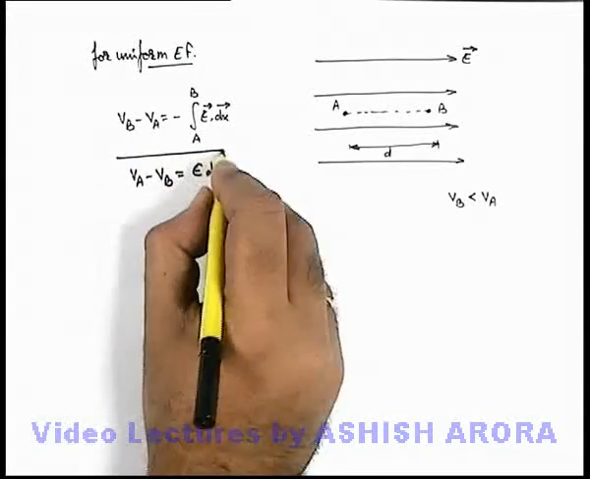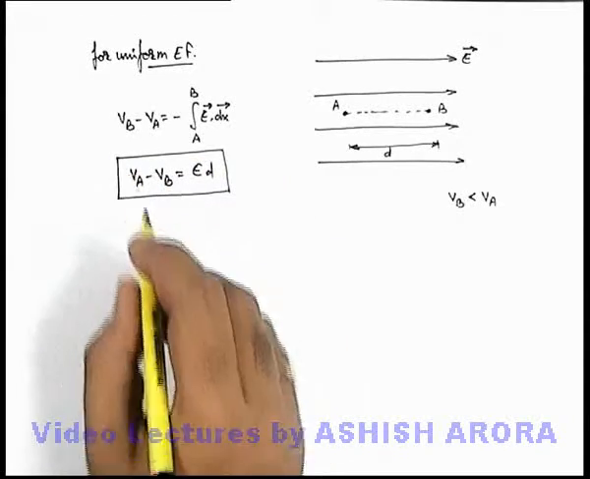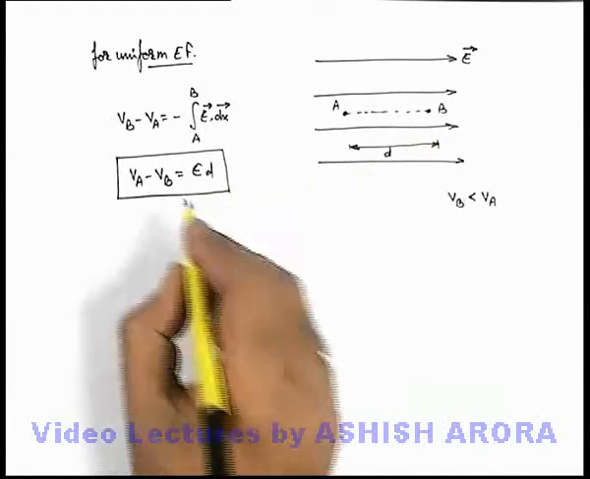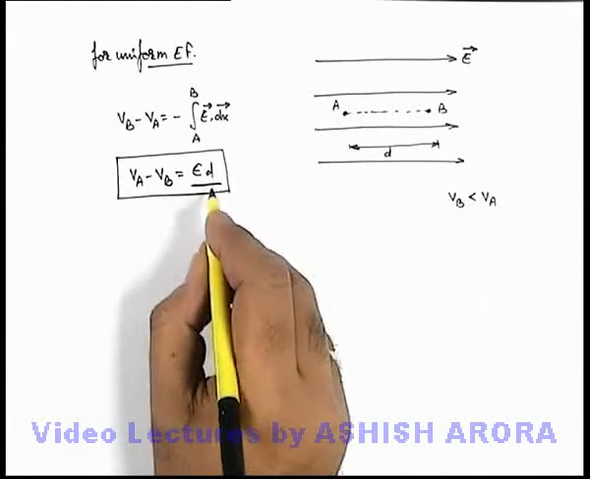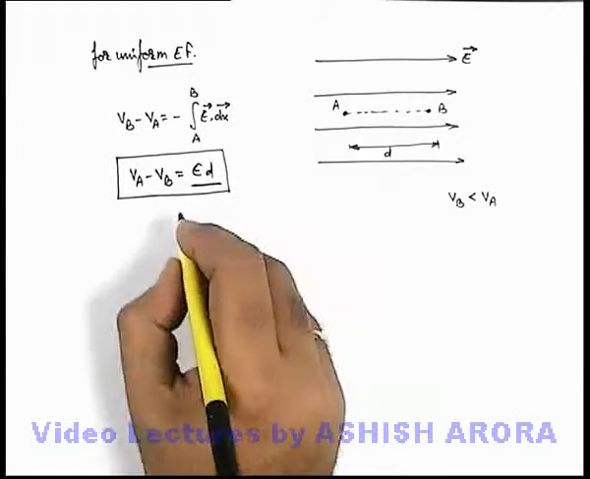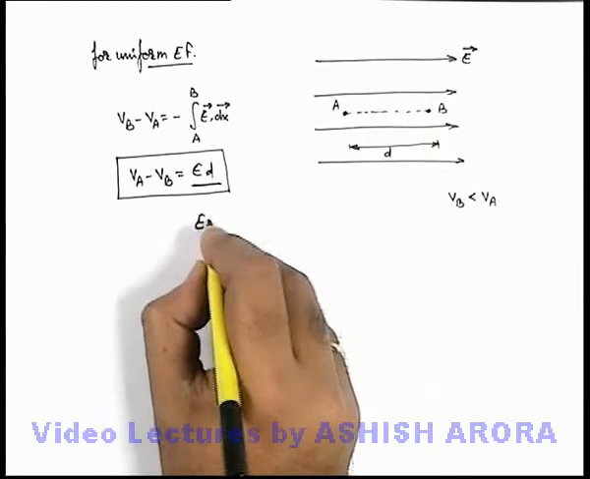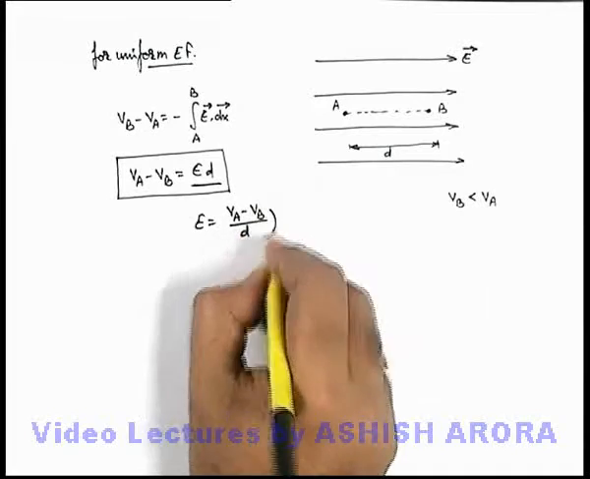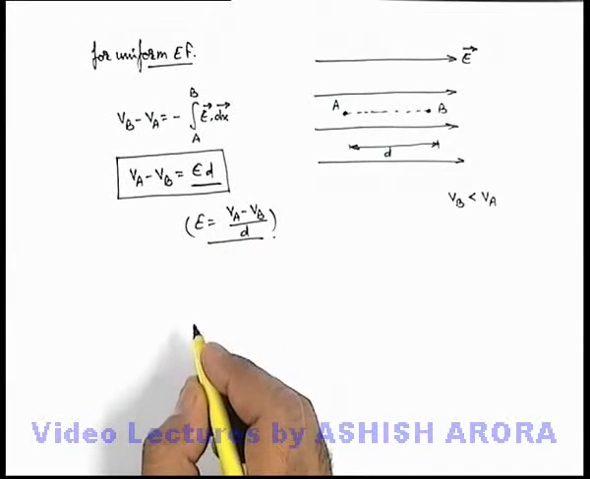So just keep it in your mind that the potential difference between 2 points along the line of electric field is the product of electric field and the separation between the two points. Or sometimes we are required to find the electric field. E can be written as VA minus VB by d. This is also quite useful to be kept in your mind.